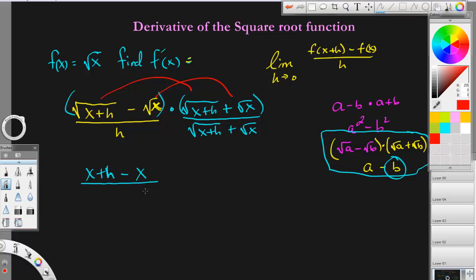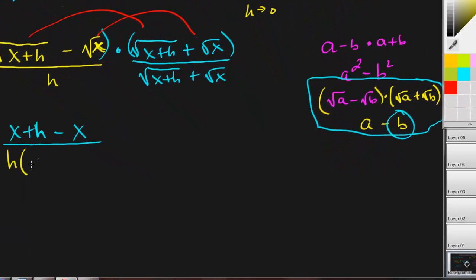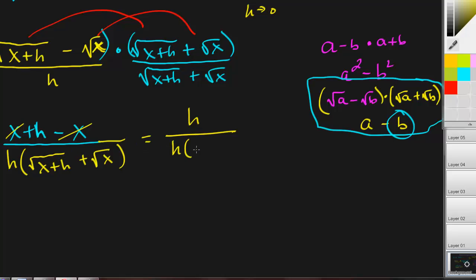That's the whole point. Now on the bottom, we have h times all this. I'm not going to distribute the h through there yet, and you'll see why in a minute. So I'm just going to plop this down plus radical x. I think you might be able to see where I'm going with this now. The next step would be to clean the top up. These x's are going to cancel, and I just have h left on top, which is great, because I have an h out here all by itself that I can just cancel.